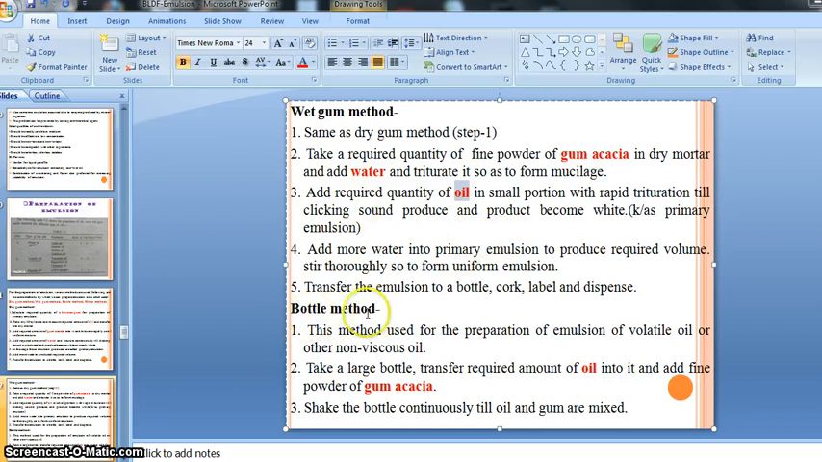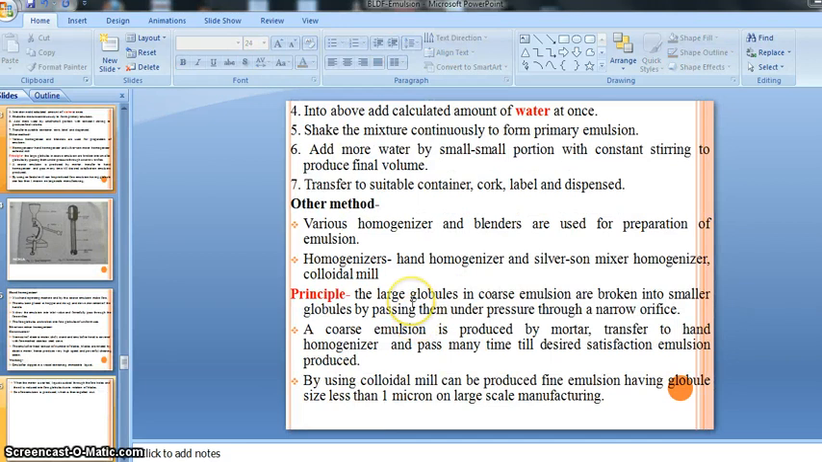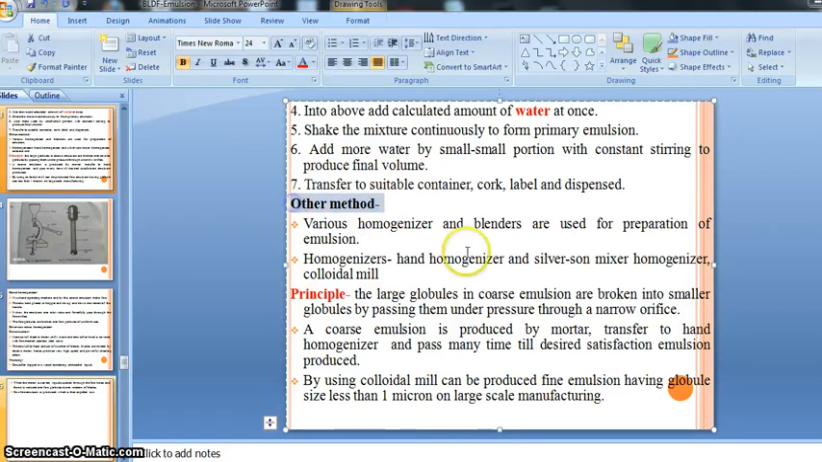Afterward, the bottle method. Its name itself indicates that we need a bottle here, right? We form a primary emulsion in the bottle, meaning whatever oil, gum acacia and water we need are transferred into a bottle, and afterward, by using upward and downward shaking, we prepare the primary emulsion. Afterward we add more water for the required volume.